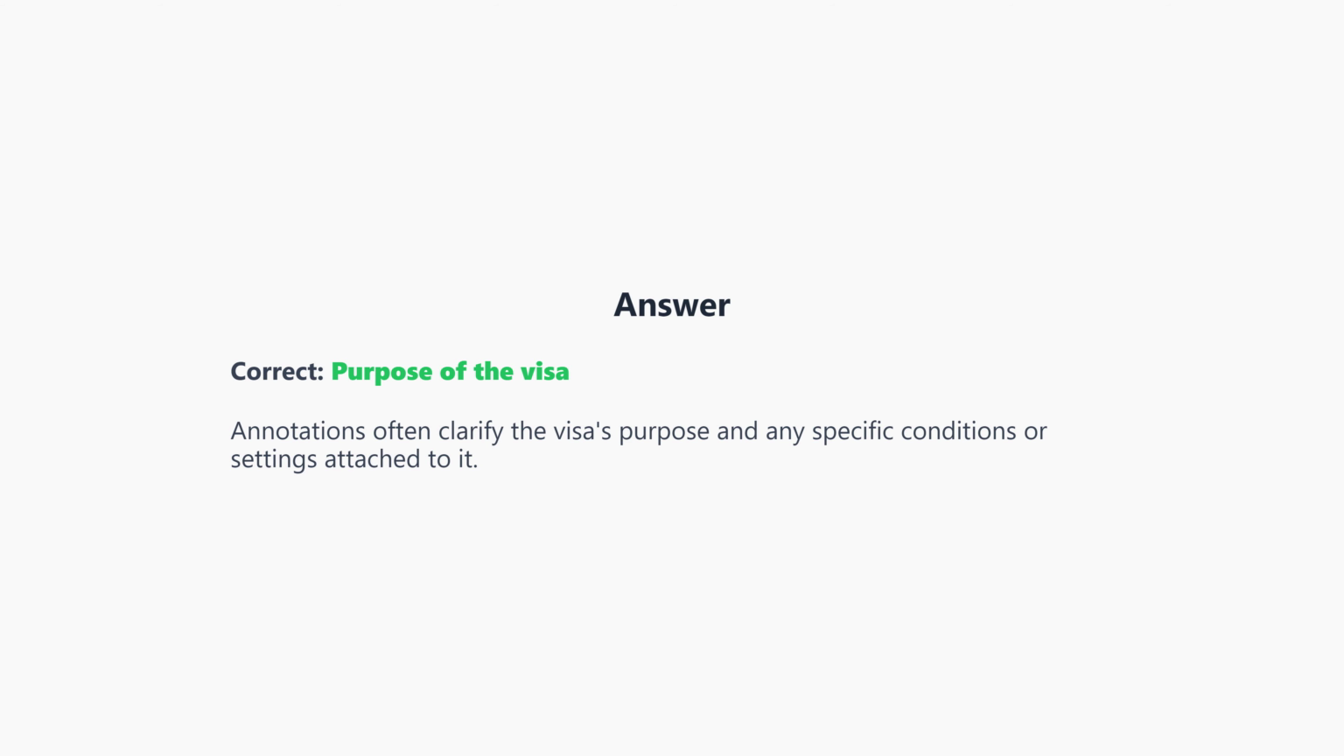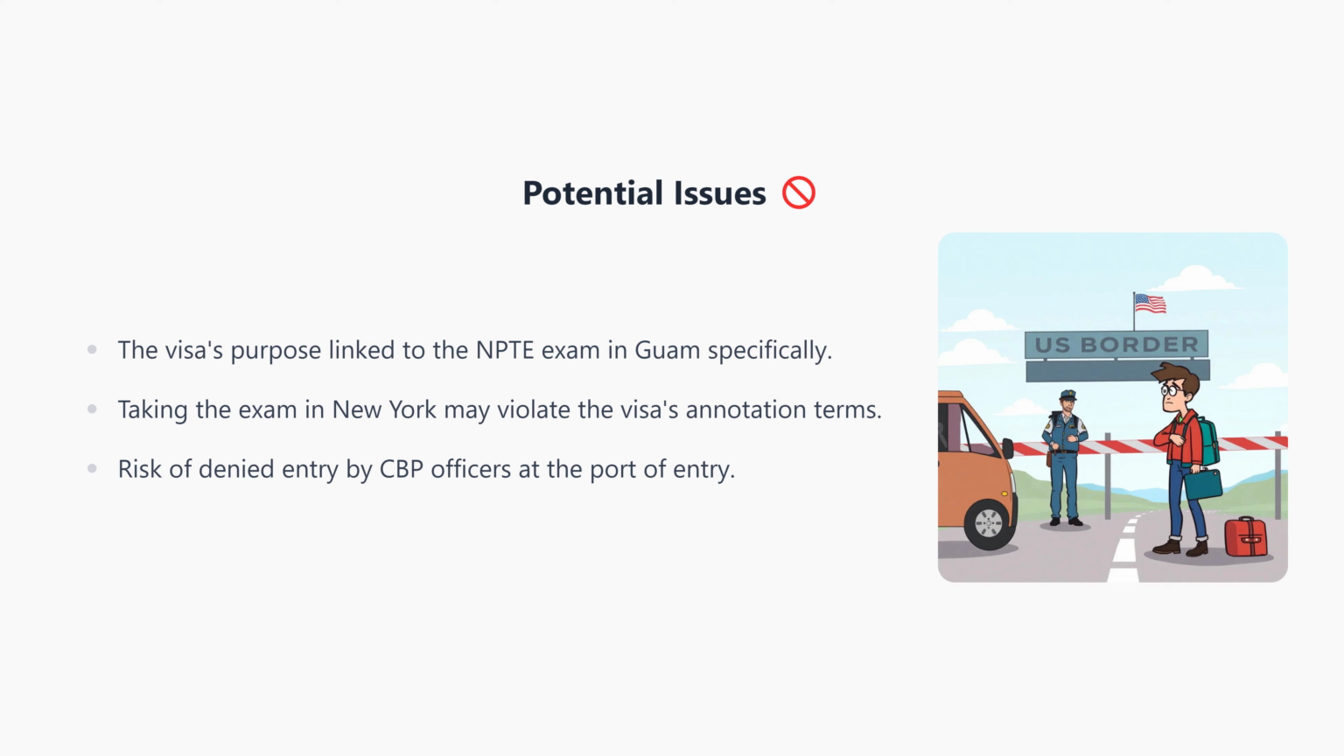The correct answer is A. Purpose of the visa. Annotations often clarify the visa's purpose and any specific conditions or settings attached to it. There are potential issues related to the annotations. First, note that the visa's purpose is specifically linked to the NPTE exam in Guam. So taking the exam in New York could contravene the terms specified in the annotation.